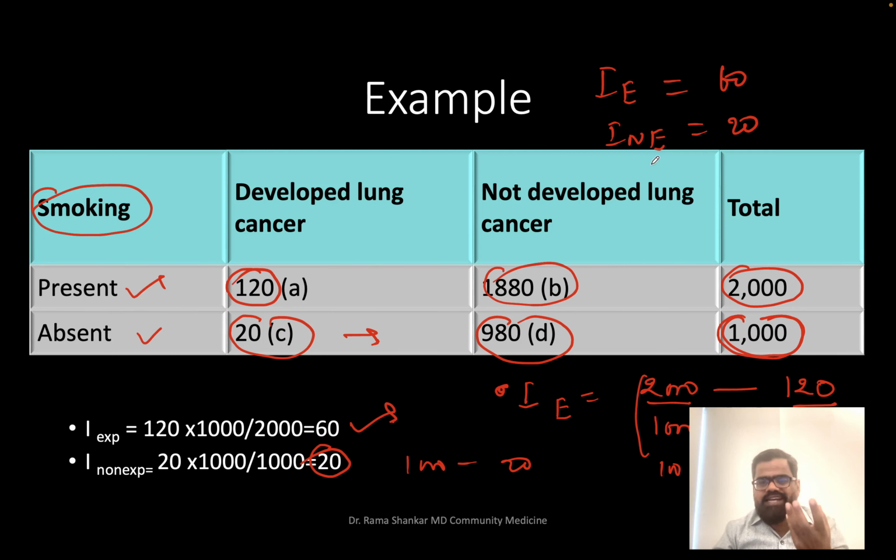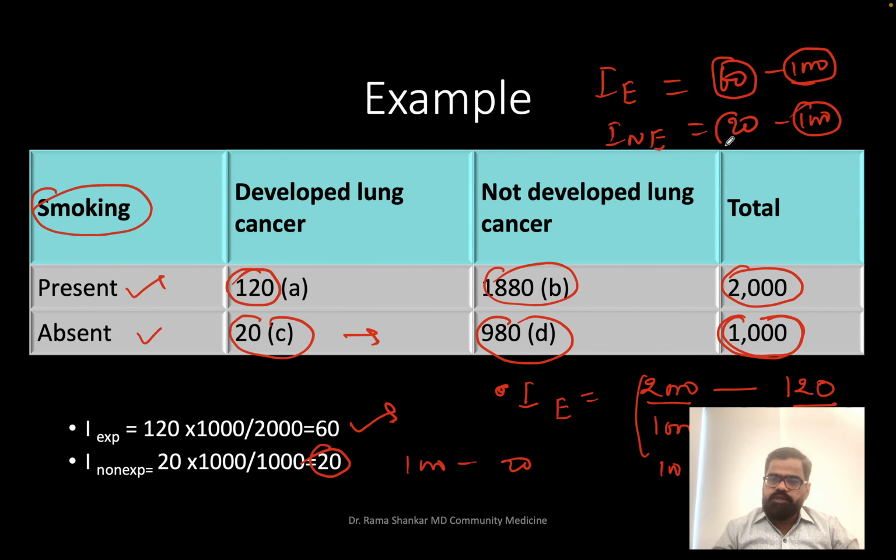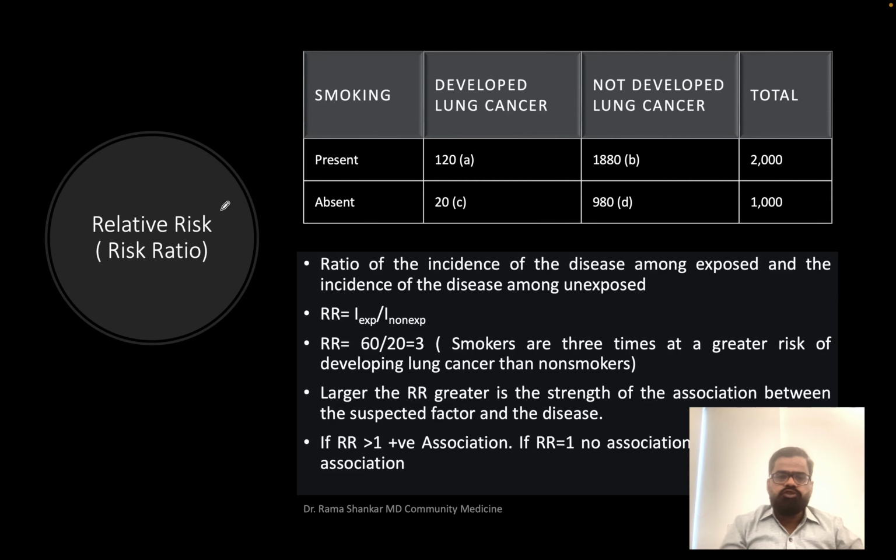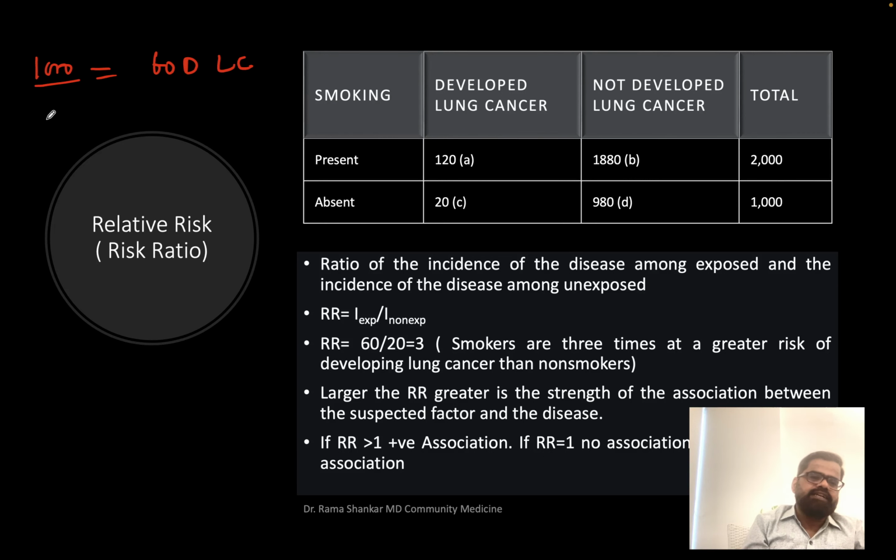Now the common understanding says in every 1000 population who are smoking, 60 people develop lung cancer. Simple, this is the meaning. In every 1000 people who are not smoking, 20 people develop lung cancer. This inference we have drawn from this table. So of those 1000 people who were smoking, 60 developed lung cancer, right? Of 1000 people who were not smoking, 20 developed lung cancer.